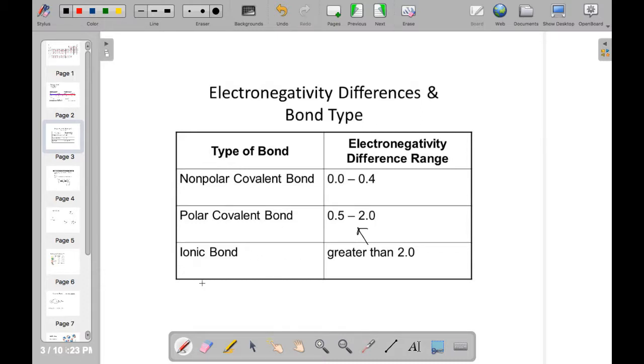Now, you already know what an ionic bond is, but what exactly is polar covalent and nonpolar covalent? Well, these are covalent bonds, but it simply means that one side of the molecule will have slightly more of a charge than the other side in a polar covalent. In a nonpolar covalent, the electron charges are distributed equally in the molecule.